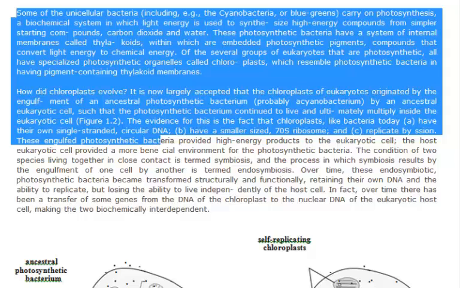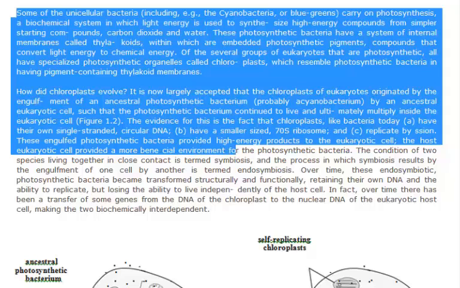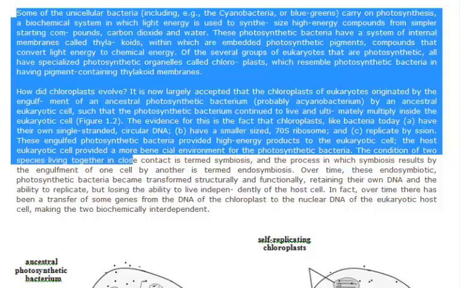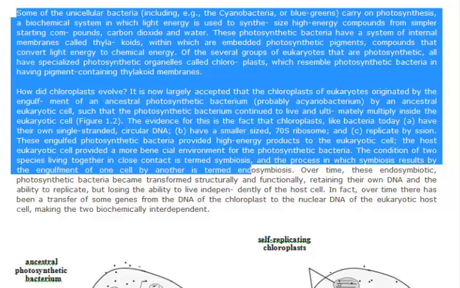This engulfed photosynthetic bacterium provided high-energy products to the eukaryotic cell. The eukaryotic host cell provided a more beneficial environment for the photosynthetic bacterium. The condition of two species living together in close contact is termed symbiosis, and the process in which symbiosis results by the engulfment of one cell by another is termed endosymbiosis.